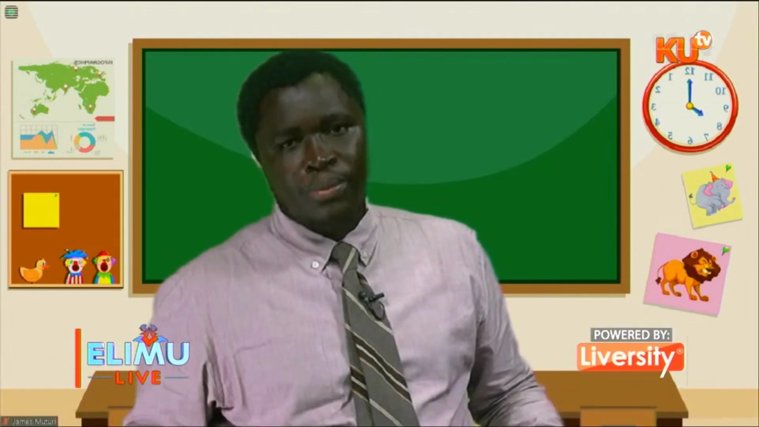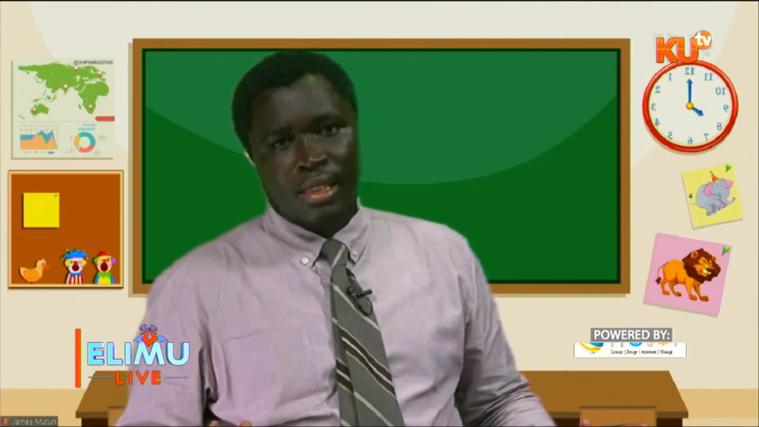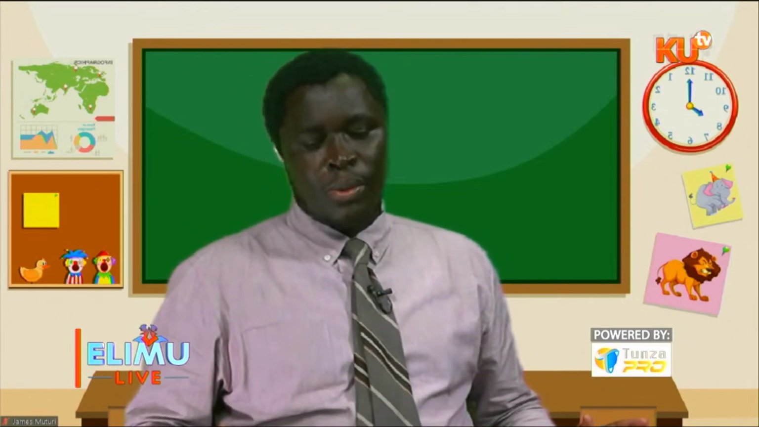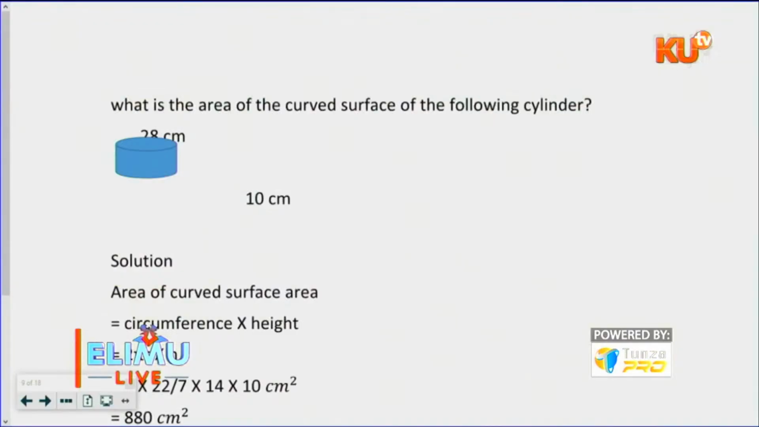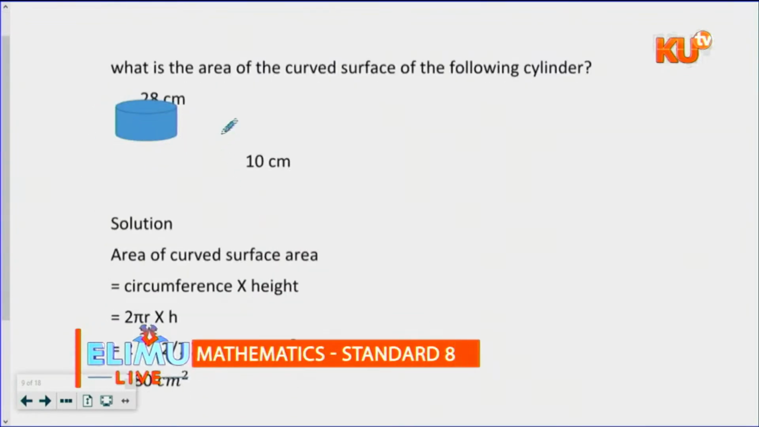You know, when it is open, you know which face is not there. Example number 3 is this one. This is a cylinder. What is the area of the curved surface area?